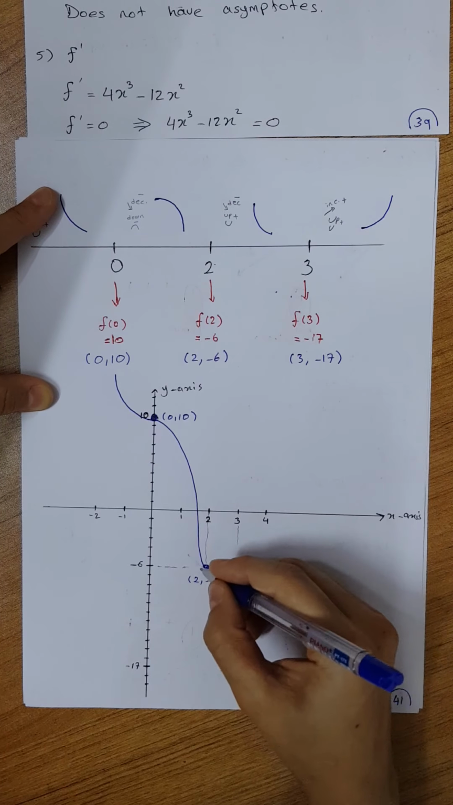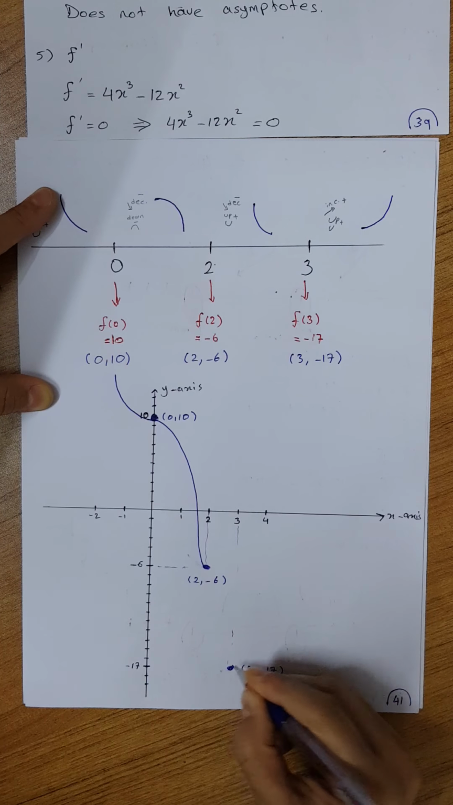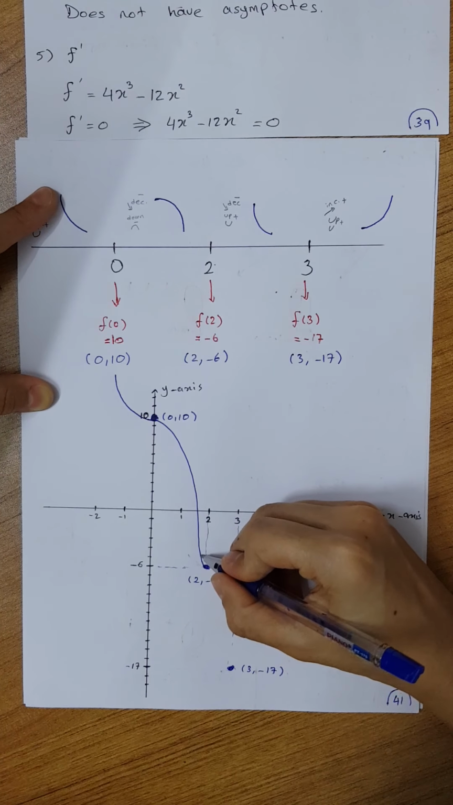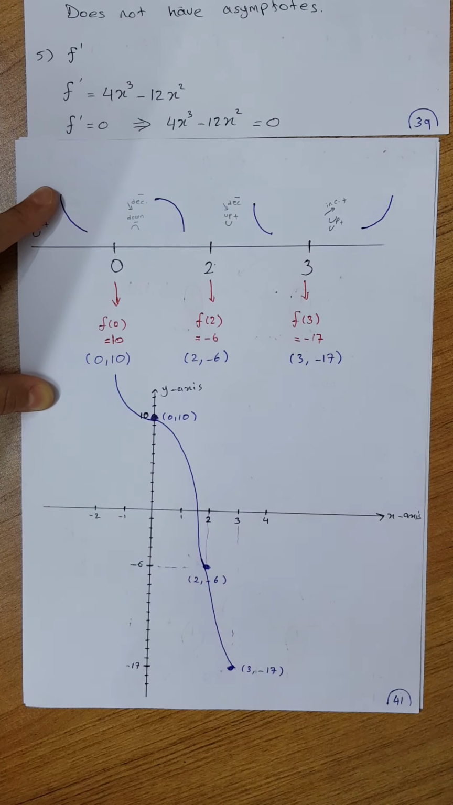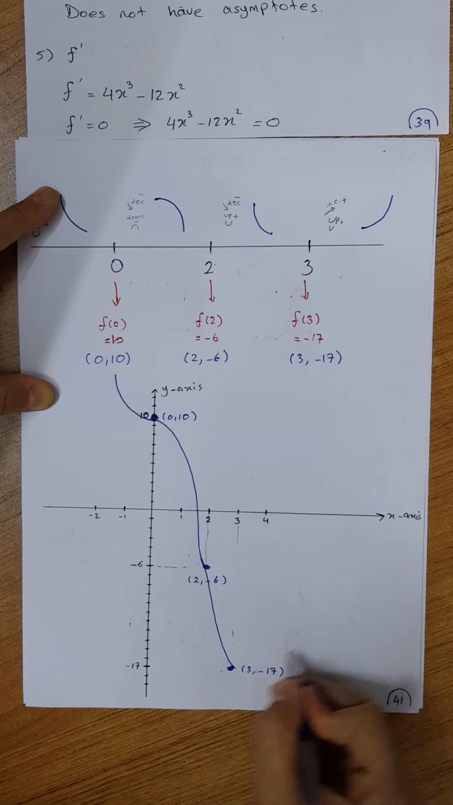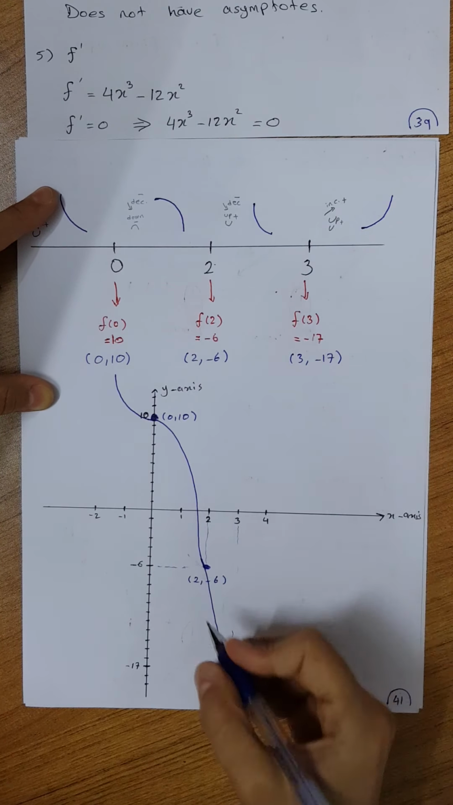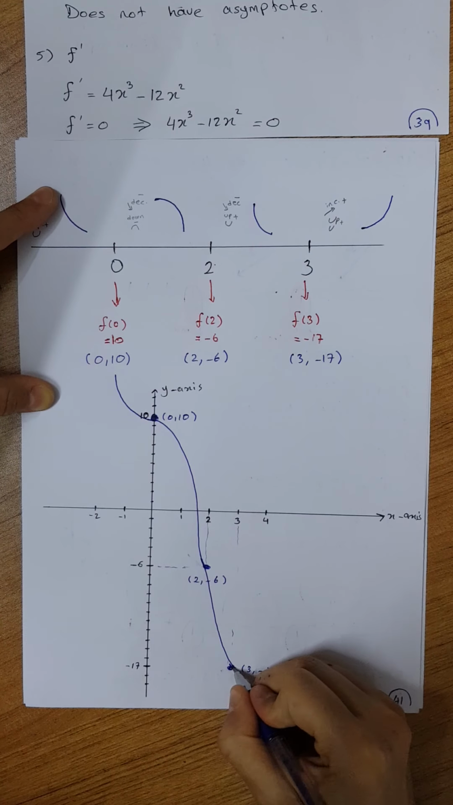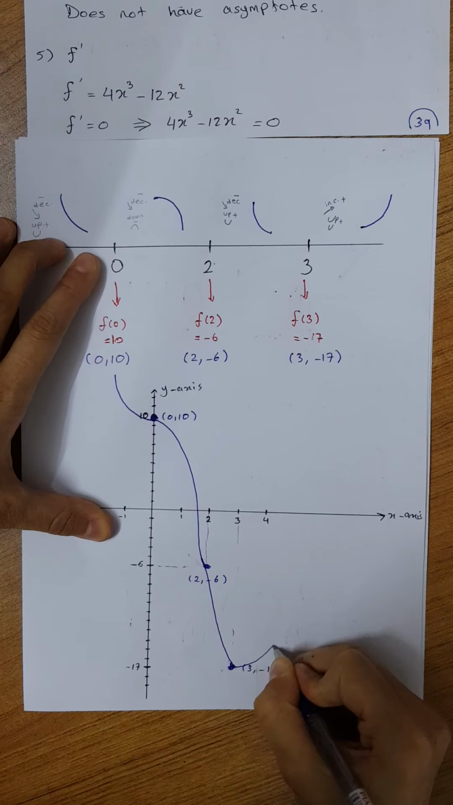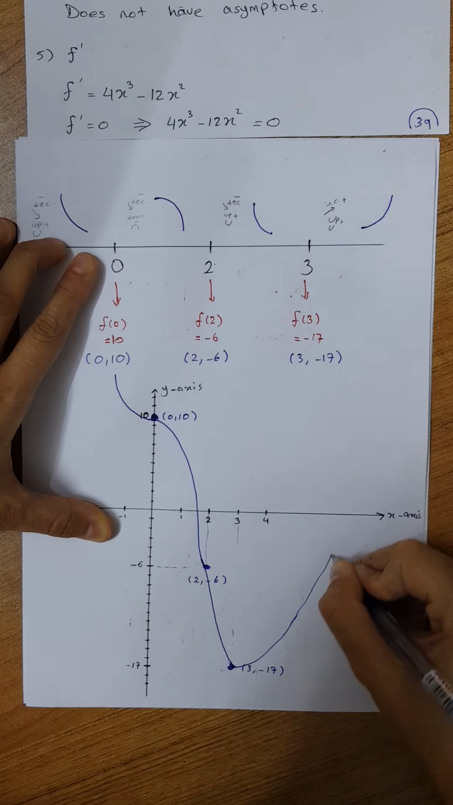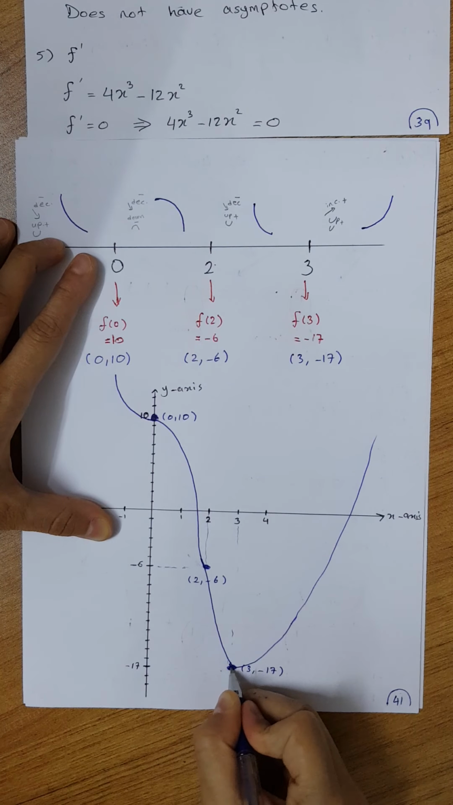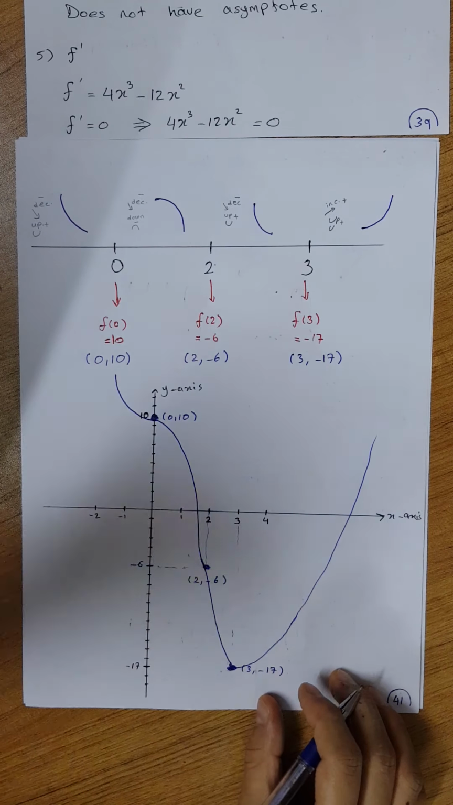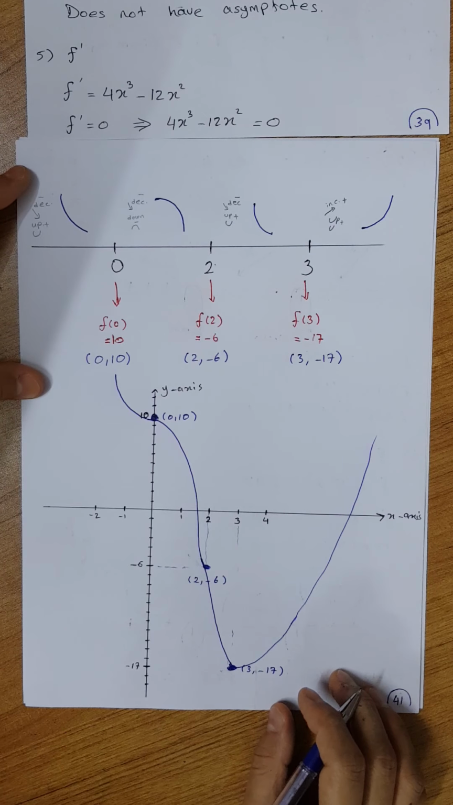Now, from 2 to 3, from that point to that point, how is it? It is again that shape. So I'm giving that shape to this point. Okay, although it is not very obvious here, but I'm doing my best for you. Okay, from 3 to infinity, how is the graph of this function? It is that shape. So I'm punching it up, and it is something like that, and it's going to infinity. That's the point 3, minus 17. So this is the general sketch of the graph of the function.